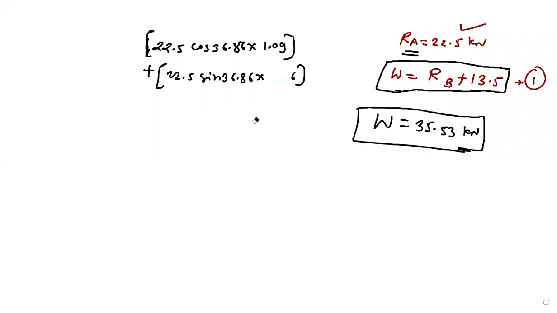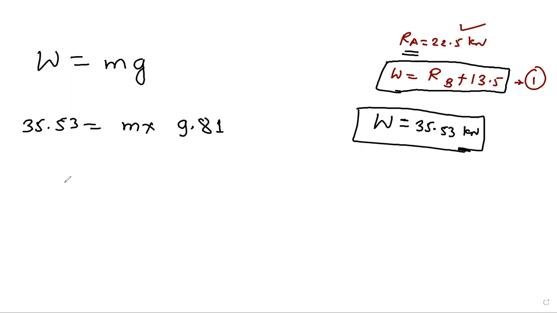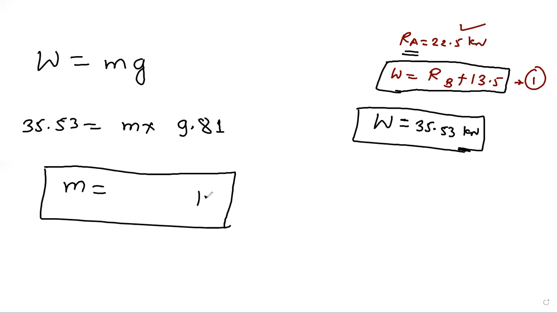So now, as we know, W is equal to M into G. You can refer to the diagram. So write down W is equal to M into G. So W, 35.53, is equal to mass into 9.81. So M is equal to 35.53 divided by 9.81 kg.